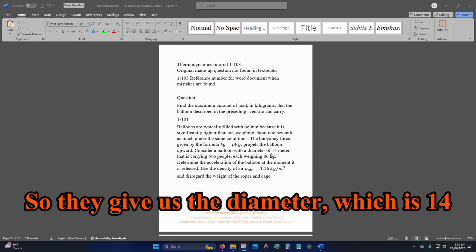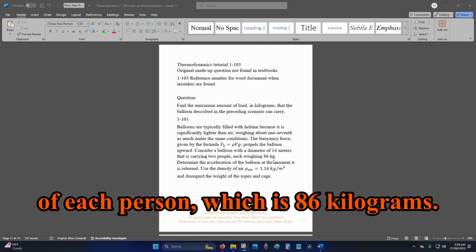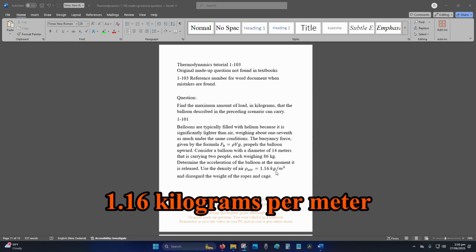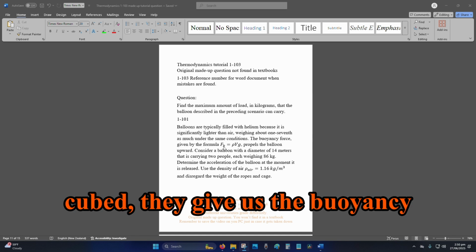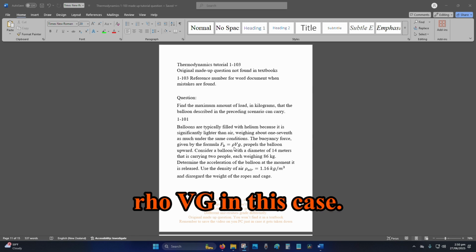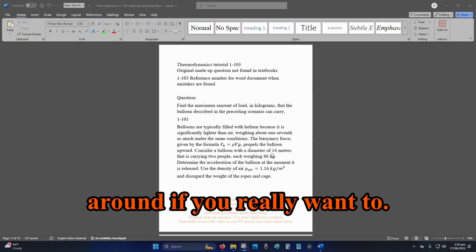So they give us the diameter, which is 14 meters. They give us the weight of each person, which is 86 kilograms. They give us the air density, which is 1.16 kilogram per meter cubed. They give us the buoyancy formula, which is rho GV or rho VG in this case. You can swap them around if you really want to.